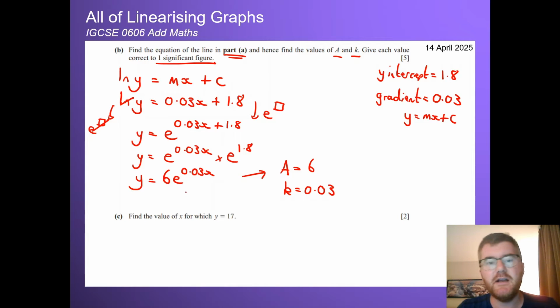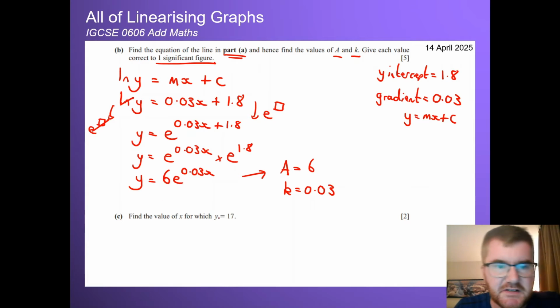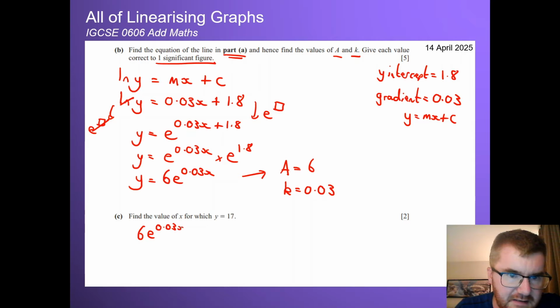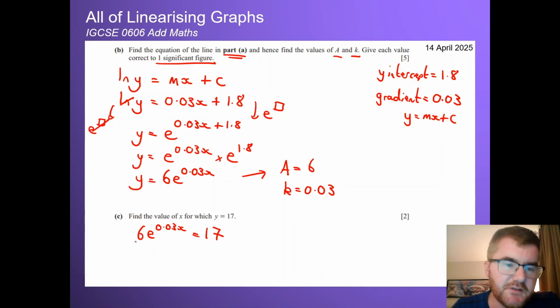Now once we've got our equation, then this is a very typical 2 marker afterwards, which is you need to solve for one value, either x or y. Here we just need to solve for x. So y is equal to 17, so we have 6e to the power of 0.03x is equal to 17. And now we just solve for x in the normal way. So again, what's the opposite? Dividing by 6 on both sides. I try and avoid the calculator until right at the end.